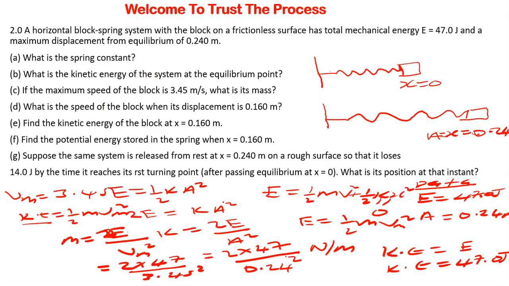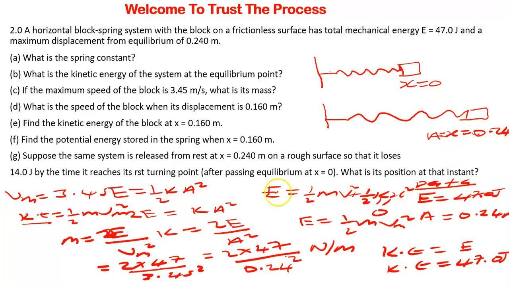Okay, what does the last part say? The last part is saying, suppose the same system is released from rest at x is equal to 0.240 meters on a rough surface so that it loses 14.0 joules by the time it reaches its first turning point. This is supposed to be the first turning point.